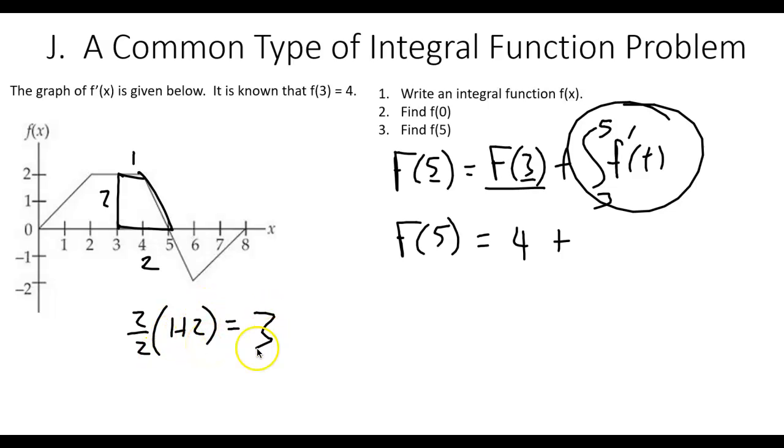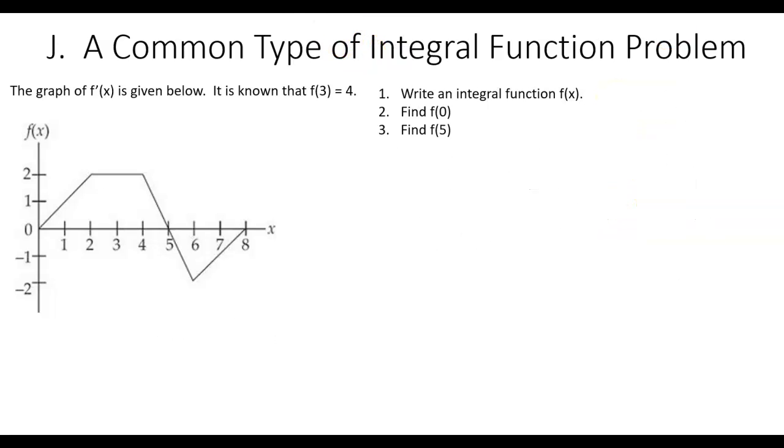And that's 3. And so this answer will be 7. You'll notice this time I didn't change this to a negative because I didn't need to flip these. They were in the right order already. All right, let's go ahead and take a look at number 4.